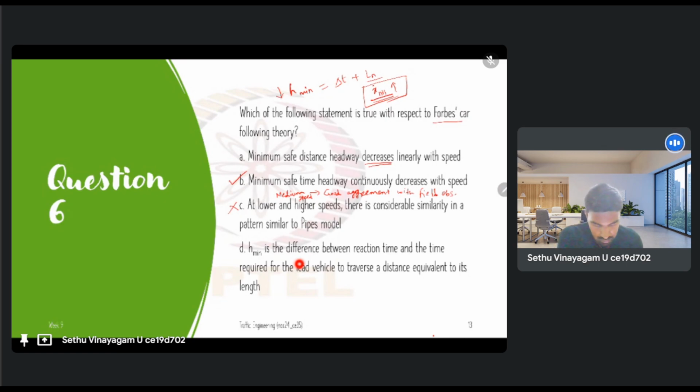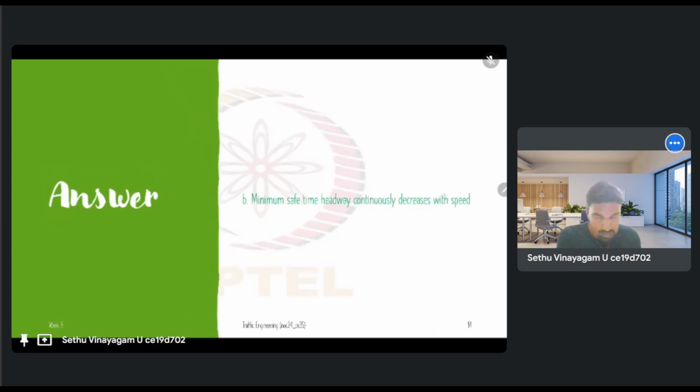So C is incorrect. And D: H1 is the difference between the reaction time and the time required for the lead vehicle to traverse a distance equivalent to its length. So it is incorrect because it is not the difference but the summation of these two components, the reaction time and the time taken to travel one car length distance, right? So it's the sum of those two, not the difference. So D is also incorrect. So the right statement out of the four was option B.